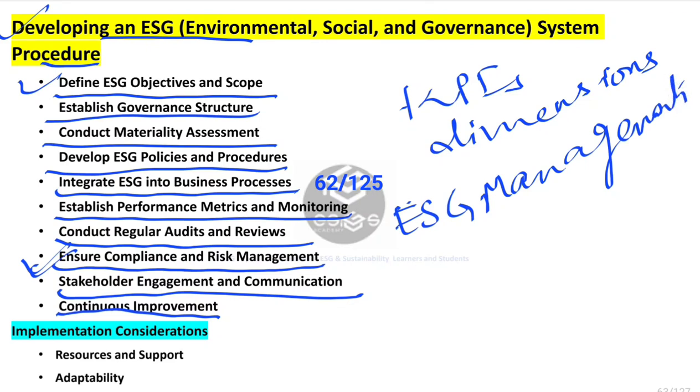Then we consider certain implementation considerations like resources and support. We allocate adequate resources, including budget, technology, and expertise, to support the implementation and maintenance of the ESG system. Also, maintain flexibility to adapt the ESG system in response to the changing internal and external factors, evolving ESG trends such as organizational growth, industry developments, and stakeholder expectations, and the regulatory requirements also.